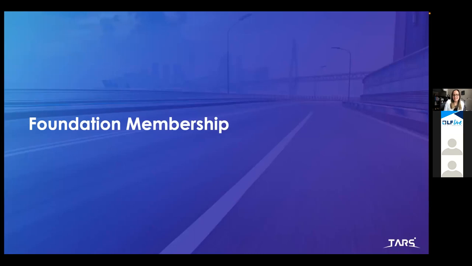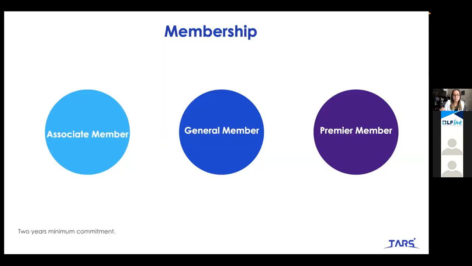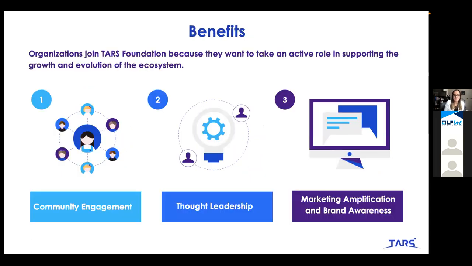So now I will explain how our membership works. We have three types of membership. Members of different levels have their respective benefits in different areas of the project. So we have associated member, general member, and premier member. And the benefits vary. So here is a quick view of the membership benefits.